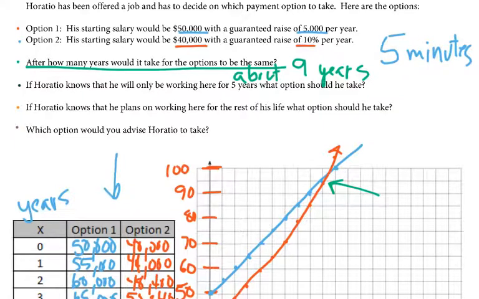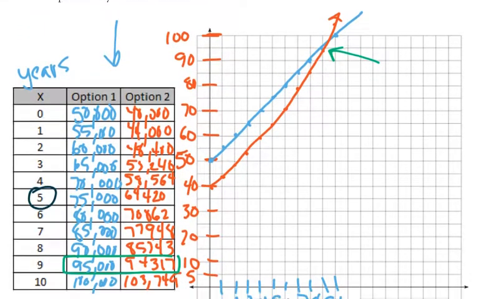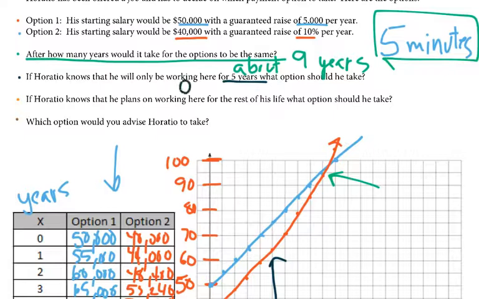Now, I want you to answer the next 3 questions. So take another 5 minutes, pause the video, and answer these 3 questions. All right. So, the first question, if he's only going to work here for 5 years, we'll take a look at 5 years. Look at 5 years. Which would be a better option to take? Well, obviously it would be option 1, right?